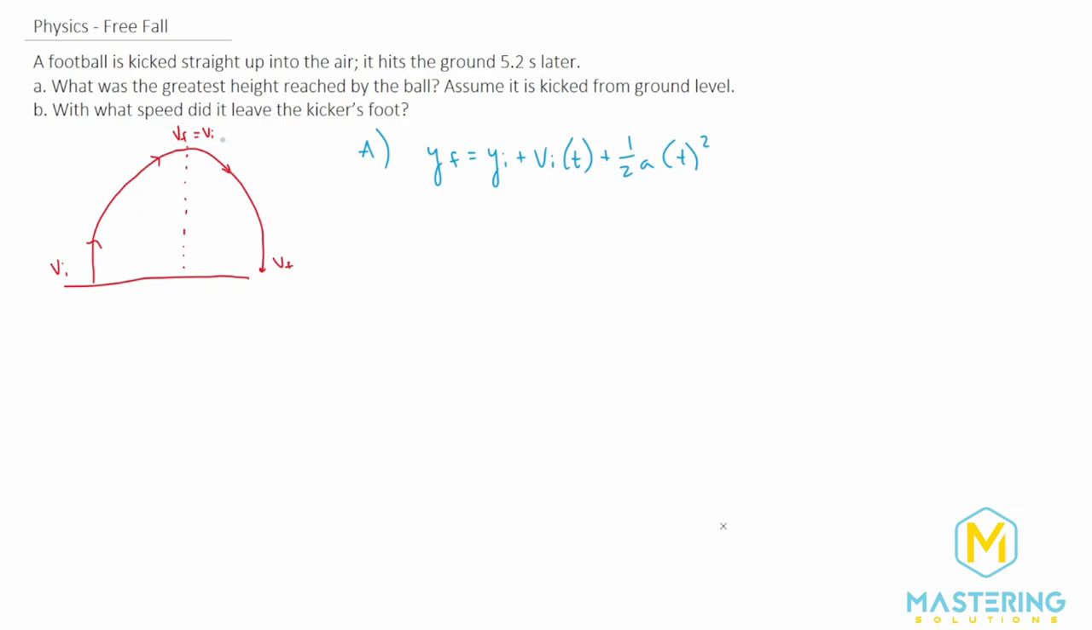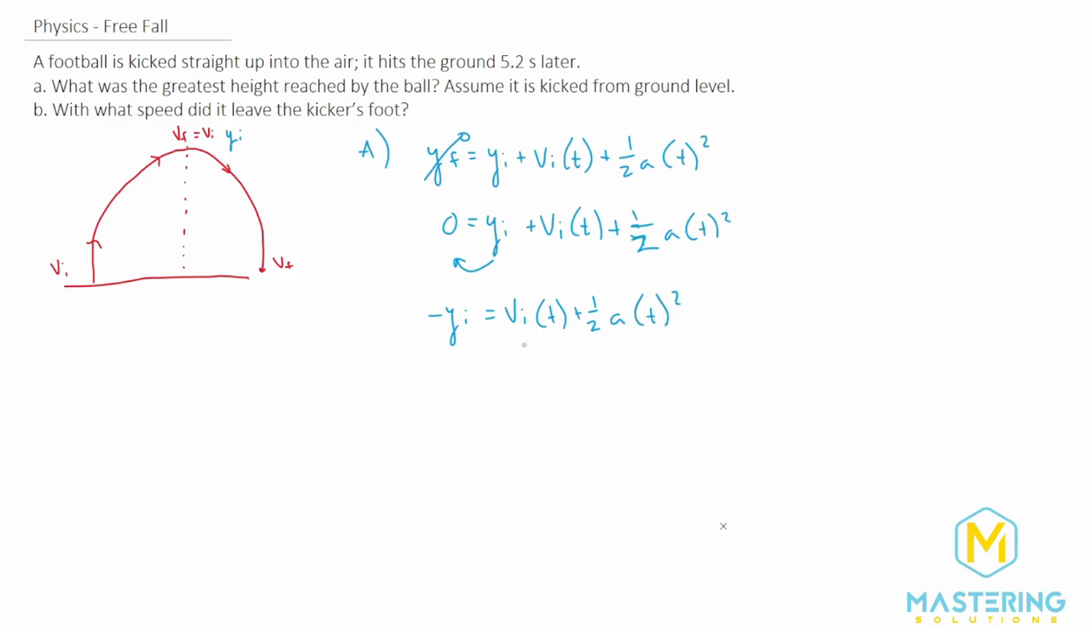But what we're going to do is say that the y final is zero, so that the y initial is right here. So this is also y initial. So this is zero, which is going to give us zero is equal to y initial plus vi t plus 1/2 a t squared. And now we want to solve for the initial y component. So we want to subtract this over there. So we have negative y initial is equal to v initial times t plus 1/2 times the acceleration times time squared.